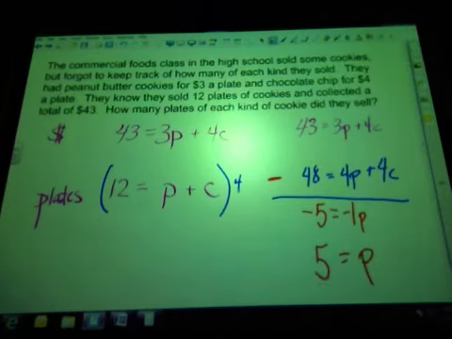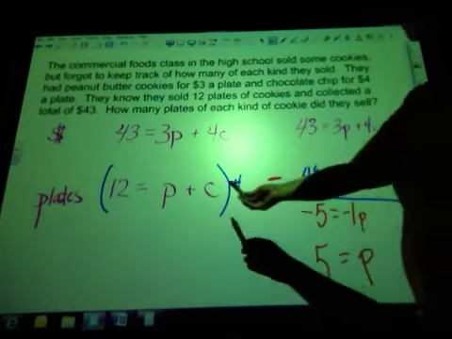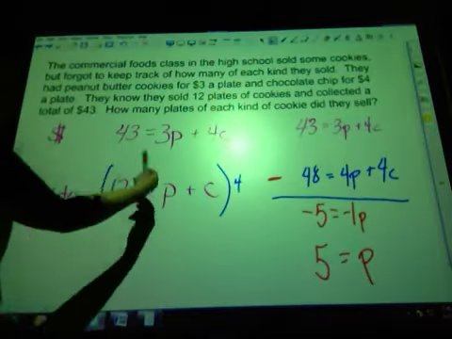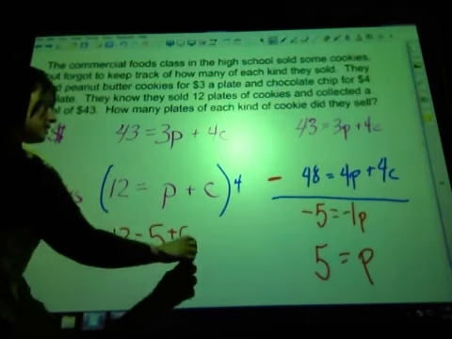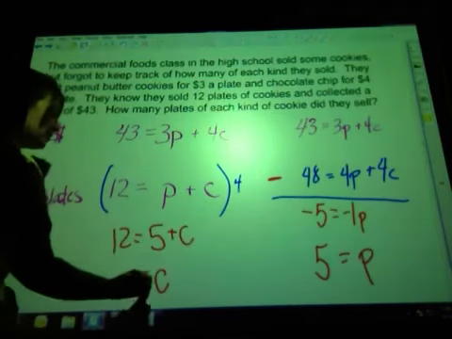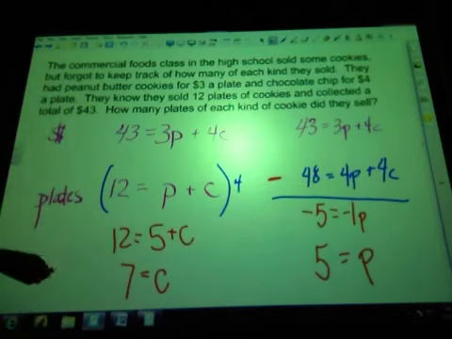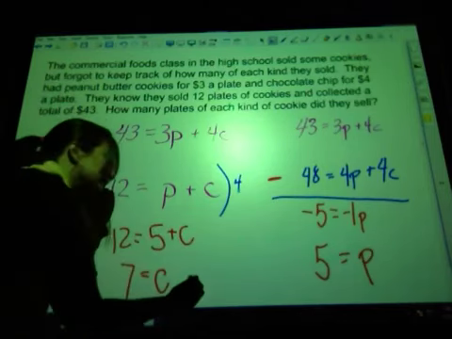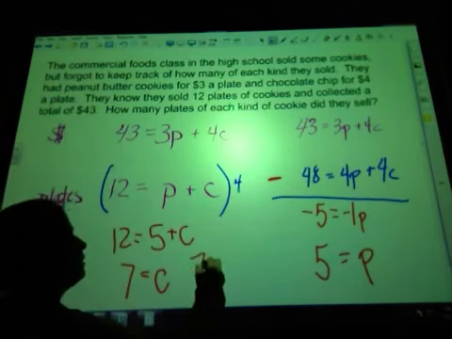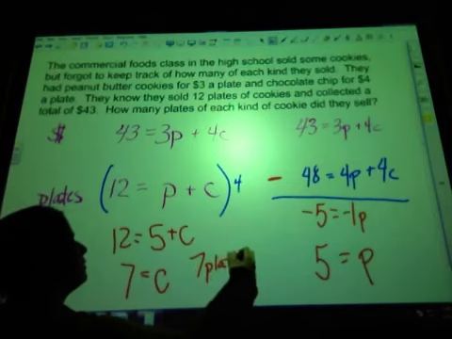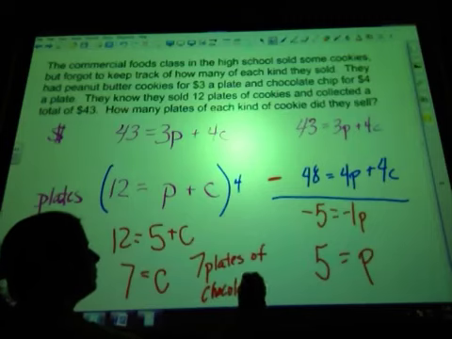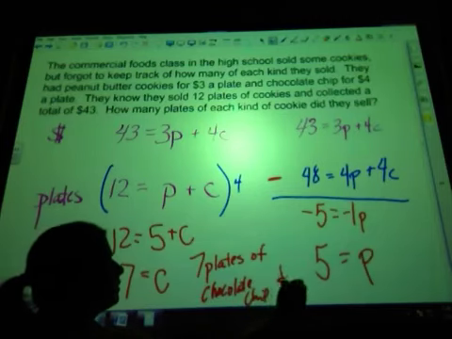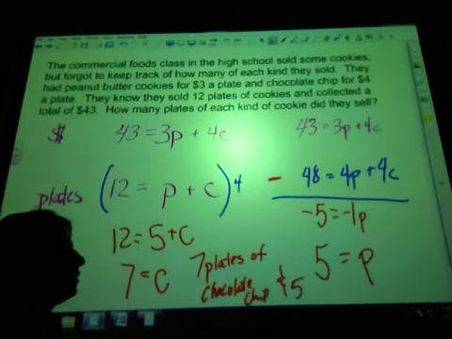Now I need to figure out how many plates of chocolate chip cookies they sold. So I plug this 5 into one of my equations. This one just is less work. So I have 5 plus c equals 12, which means they had 7 plates of chocolate chip cookies. So you just need to write out your solution: 7 plates of chocolate chip and 5 plates of peanut butter.